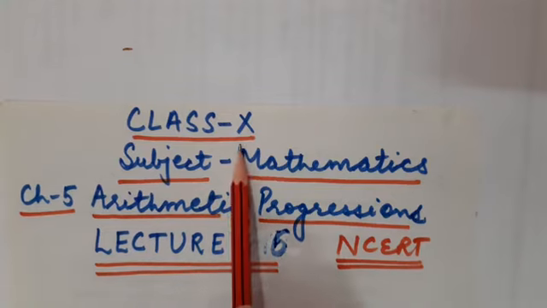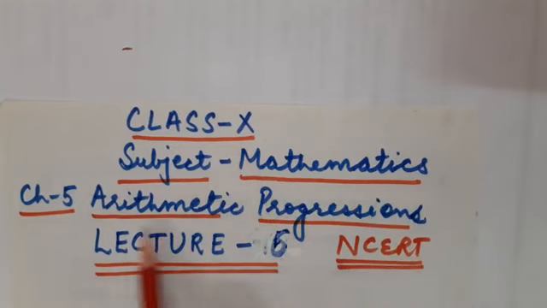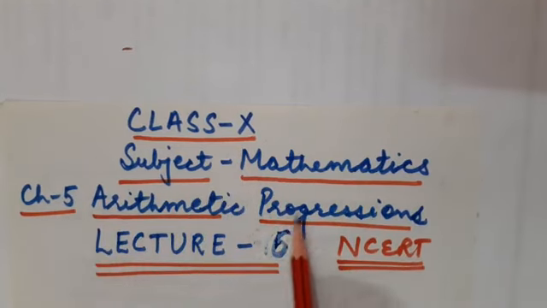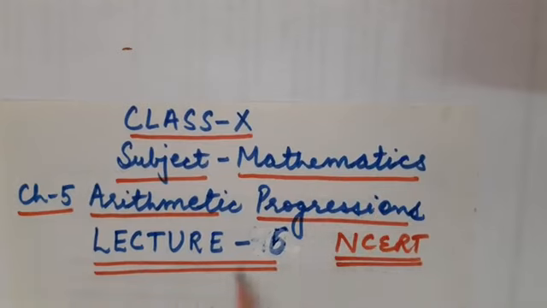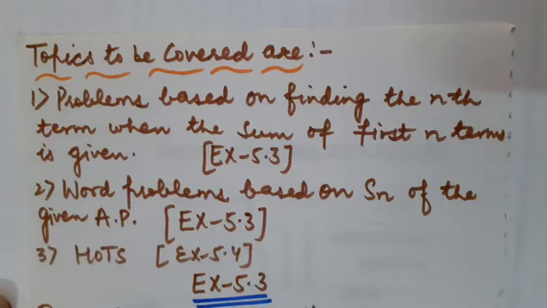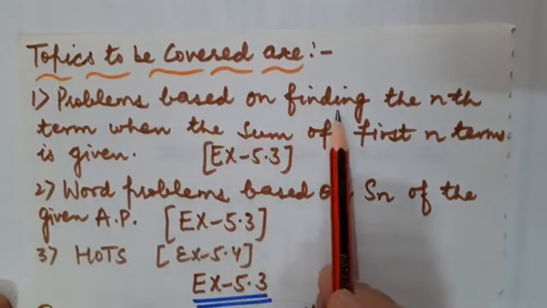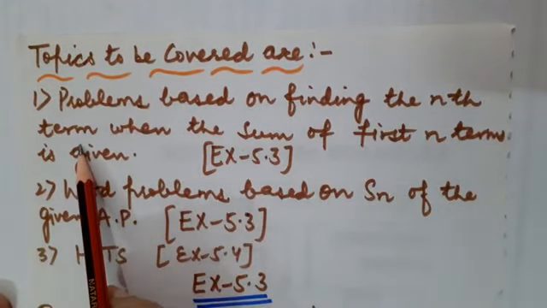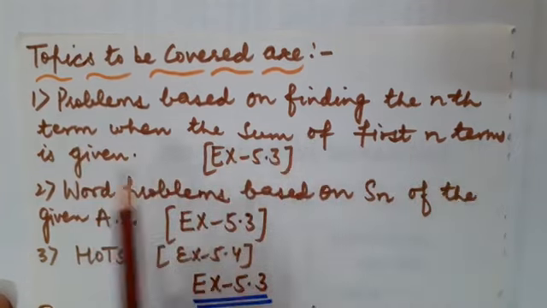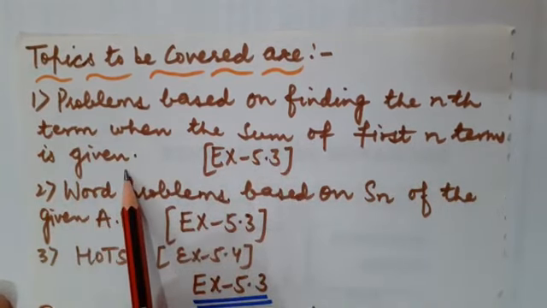This is class 10th, subject mathematics, chapter number 5, arithmetic progressions, lecture number 6. And children, the content I am going to cover is from NCERT. The topics I am going to cover in this lecture are: number 1, problems based on finding the nth term when the sum of first n terms is given.